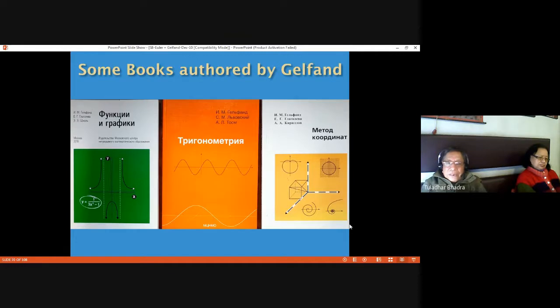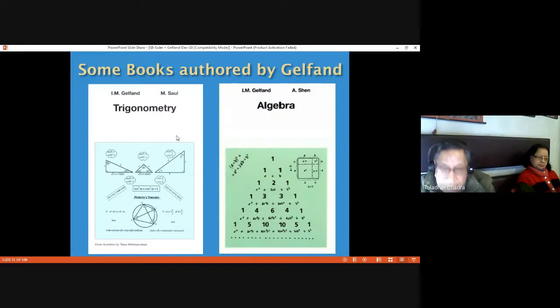And he has authored very many books for school level. So this one on the left is Functions and Graphs, the Trigonometry, Method of Coordinates. This is also an English translation, Trigonometry, and this one is Algebra. So all these 5 books I have shown are in my library. This photograph is from my library.